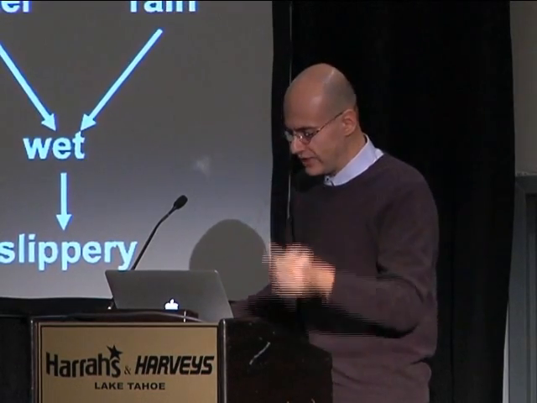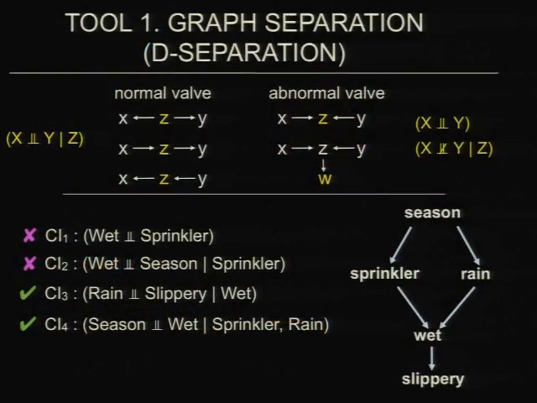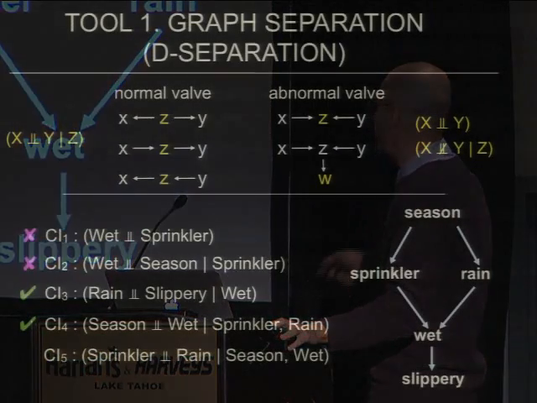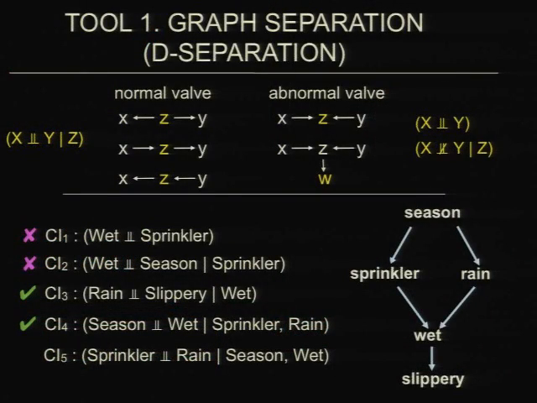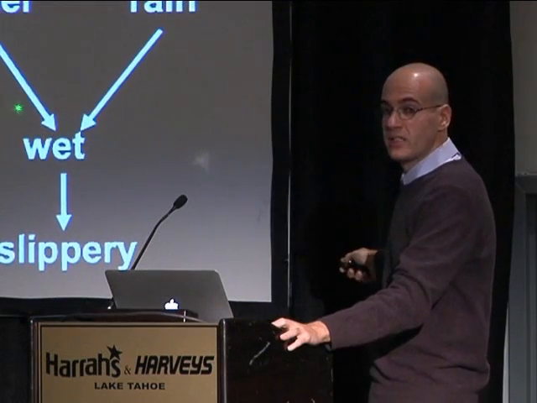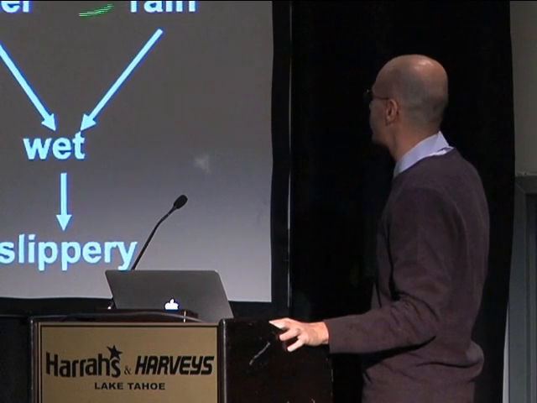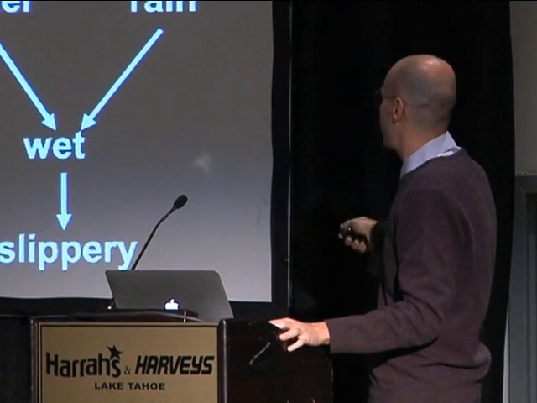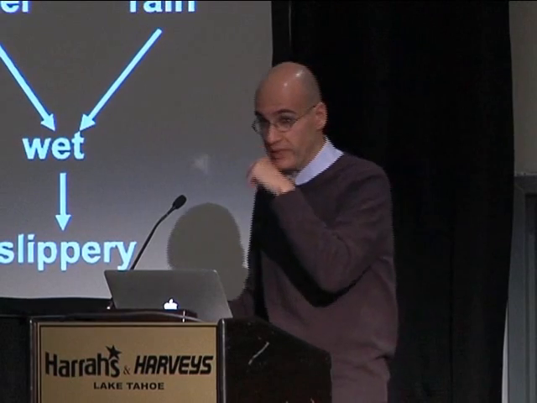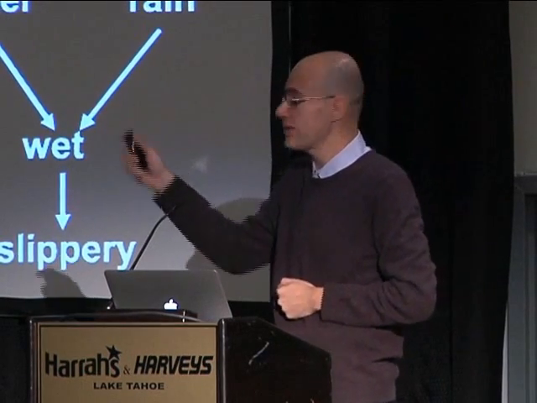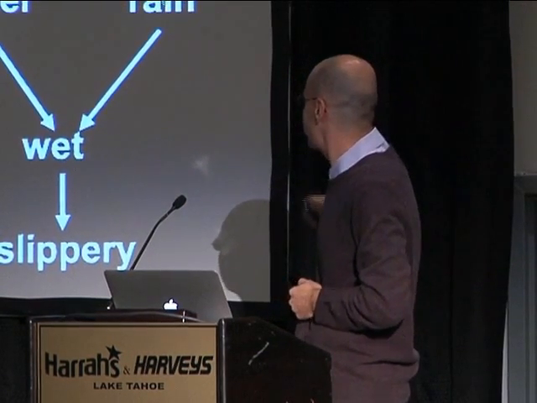And then you can go on, let me skip one. You have sprinkler is independent of rain, given season and wet. This is the question. Sprinkler, season, and rain form a common cause, right? Season pointing to sprinkler, season pointing to rain. Then when you condition on the common cause, you are blocking the flow that is passing through here.